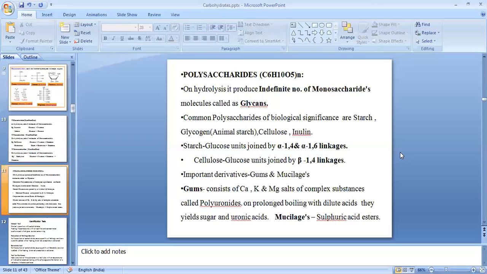So there is no sulfate ion to react with the barium chloride. In turn, you are not going to get a white precipitate when the hydrolyzed solution is treated with barium chloride. Okay, so that is the test. You can differentiate the gums and mucilages. When you are doing your practicals, you will get a clear-cut idea about this.